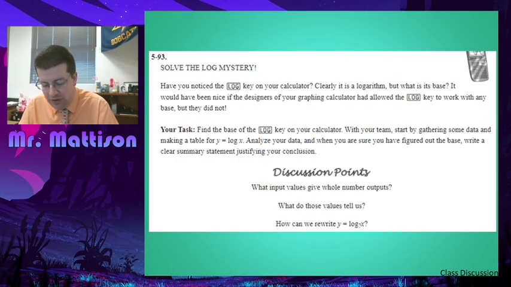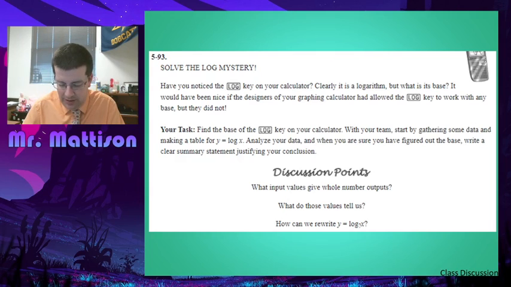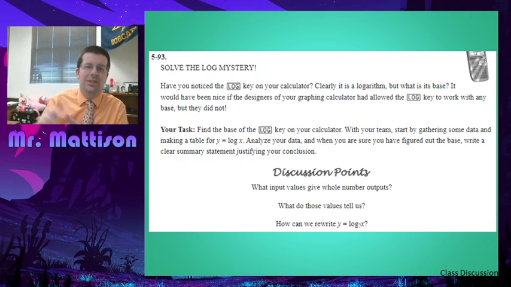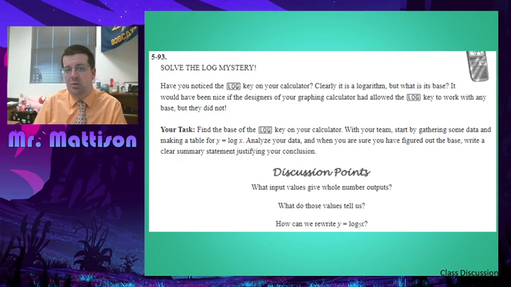Okay, so what you should have found is that if you do log of 10, you get 1. If you do log of 100, we get 2. So this is telling us that our base is 10. So 10 raised to the 1 is 10, 10 raised to the 2 is 100, 10 raised to the 3 is 1,000. So 10, 100, 1,000, 10,000, and so forth are going to give you those nice, pretty numbers when you plug those in. So that log button on your calculator is log of base 10.